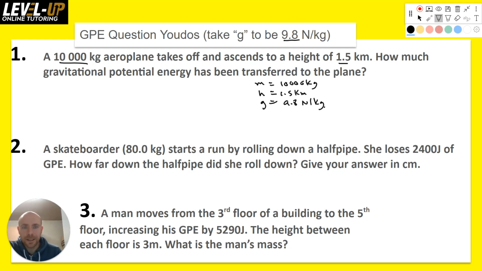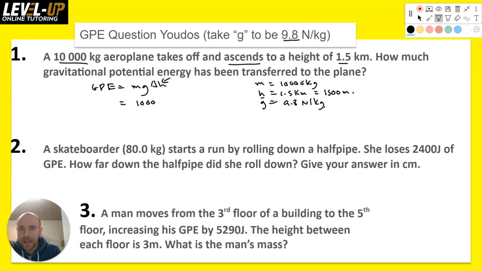Hopefully you've noticed that I have forgotten something there. I have not changed my height into meters. So I need to change that into meters, which is 1,500 meters. Now, hopefully very straightforward. Gravitational potential energy is mgh. Sometimes you'll see it as h, sometimes you'll see it as delta h, which just means a change in the height. Okay, it's ascended, so that is a change in height.